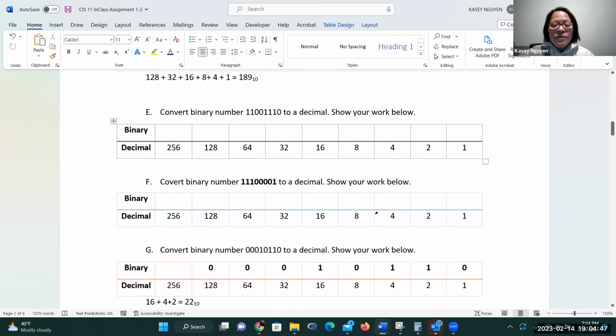And then we would do the same thing for F. So I did do G, so I will go over G.